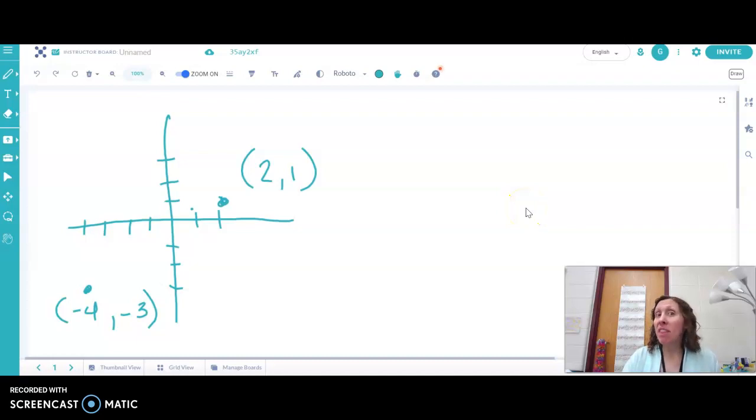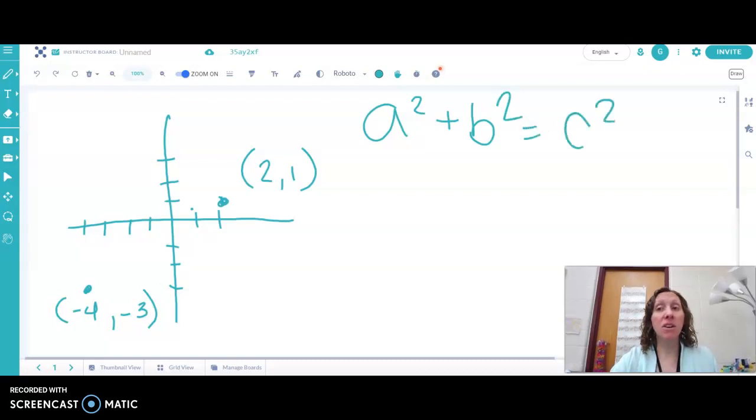We can use the Pythagorean theorem to find the distance between 2 points on a coordinate plane. So as a reminder, the Pythagorean theorem is a squared plus b squared equals c squared, where a and b are the legs of a right triangle, so they form together to make that right angle, and then c is the other side, the longest side, also called the hypotenuse.